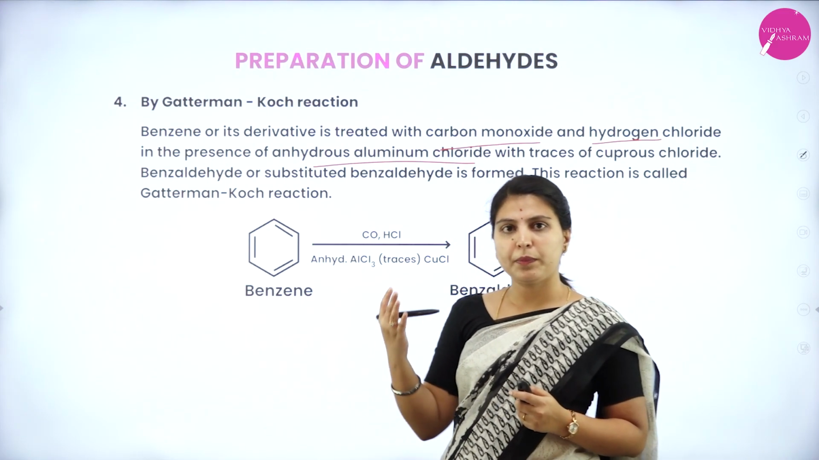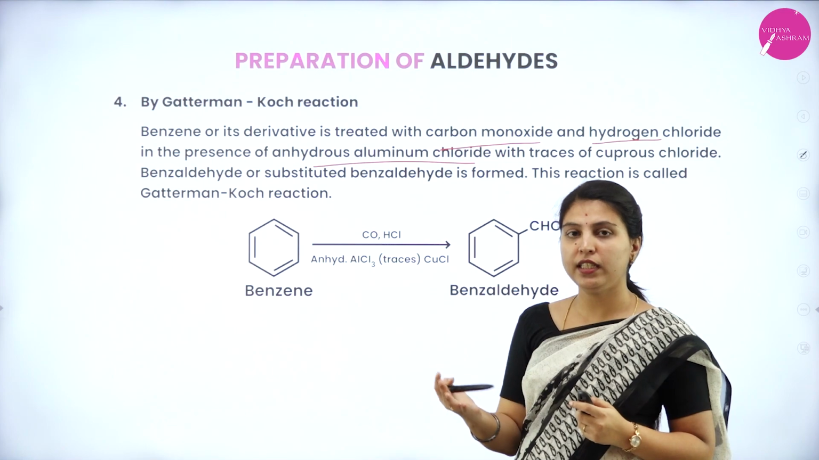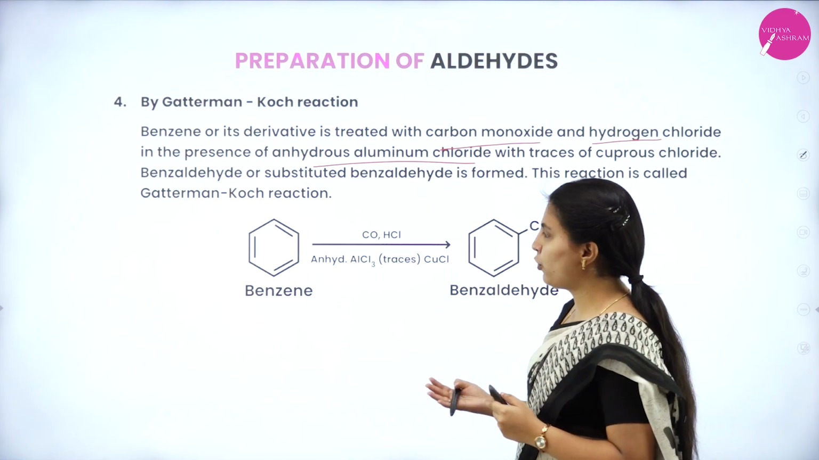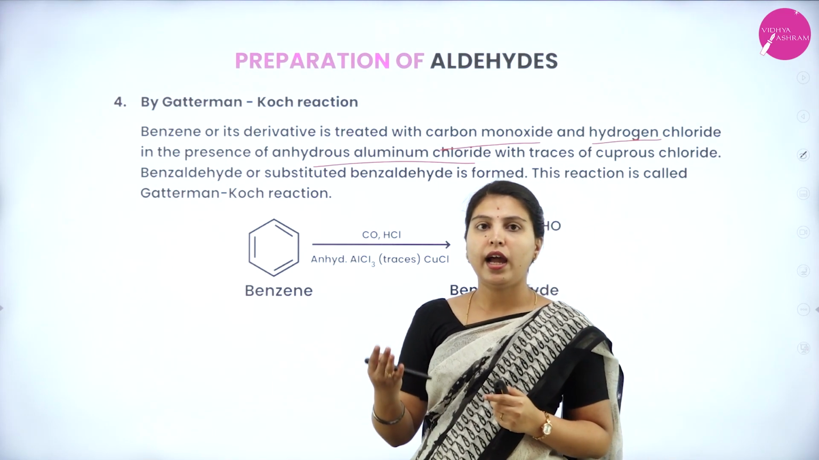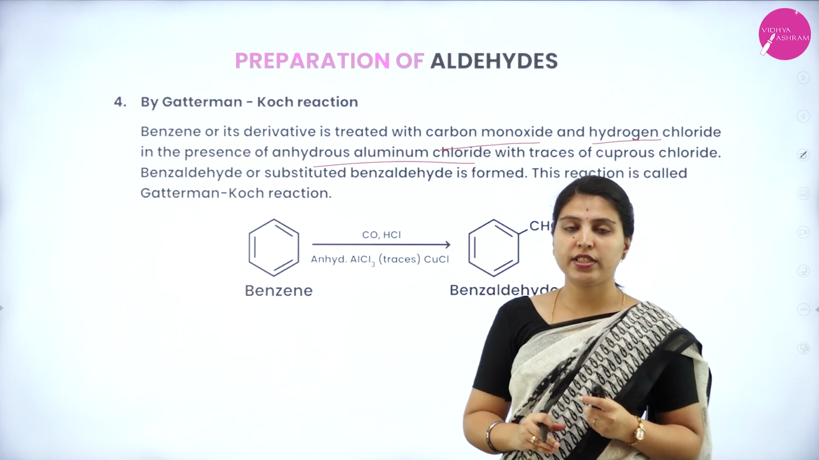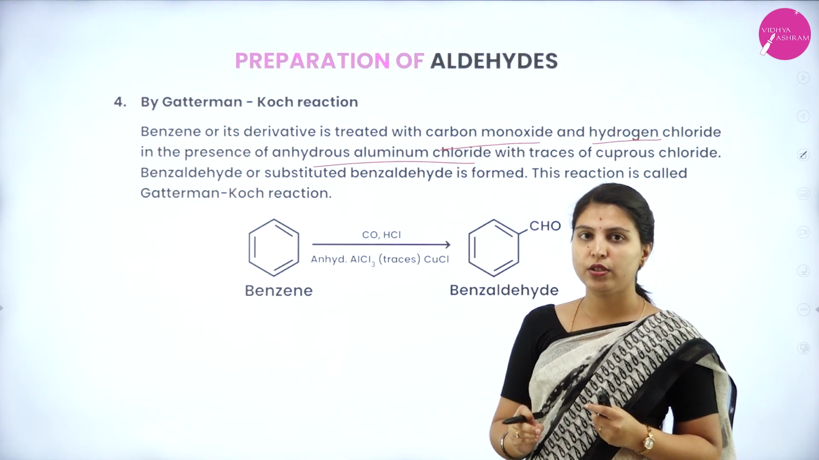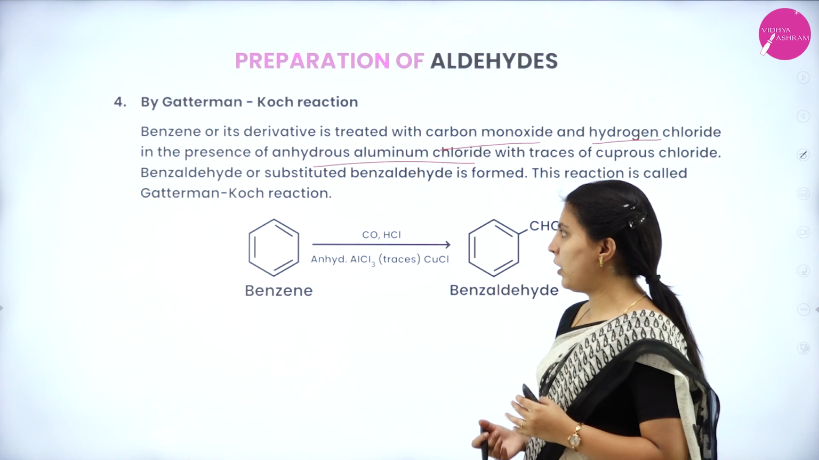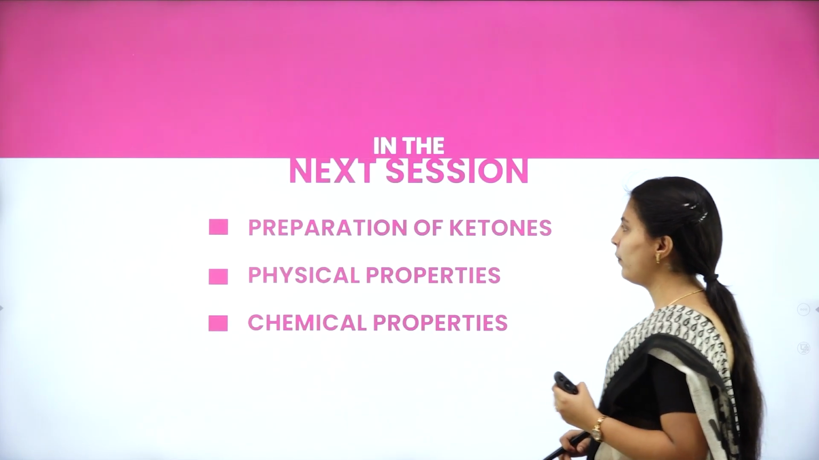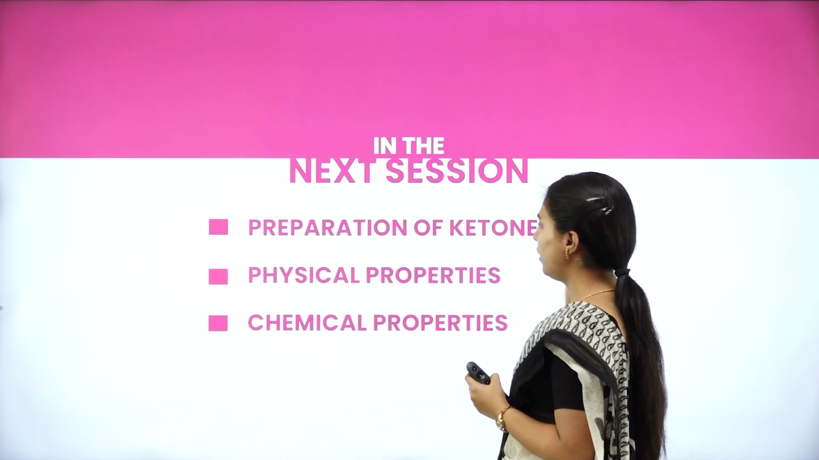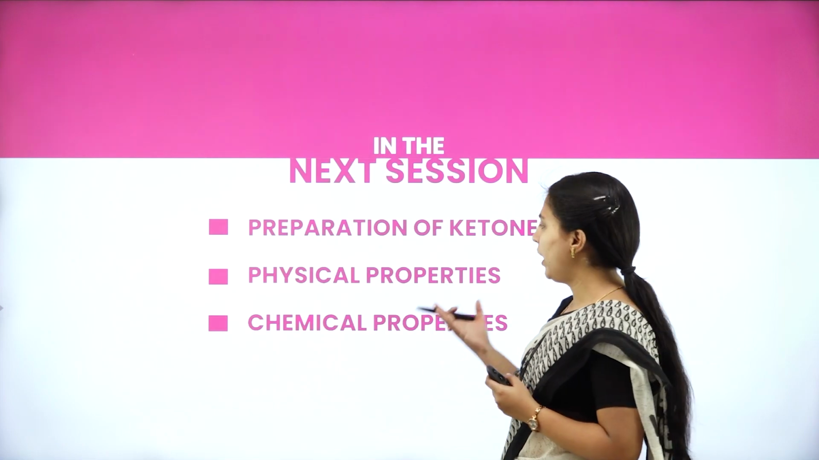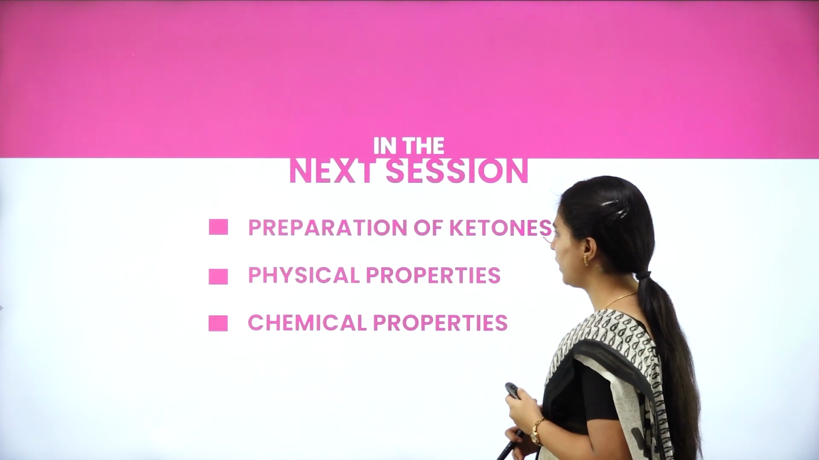These are about preparation of aldehydes, and you have seen in the same method how aldehydes and ketones can be formed, but the Gattermann-Koch reaction, Etard's reaction, Stephen's reaction as well as the Rosenmund reduction are very important reactions to form aldehydes, and for your exam purpose also. In the next session, we will discuss preparation of ketones and their physical properties, also chemical properties. We will see these two properties of ketones.